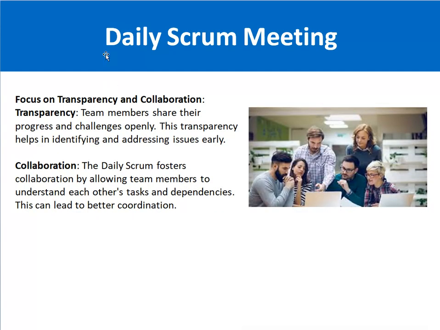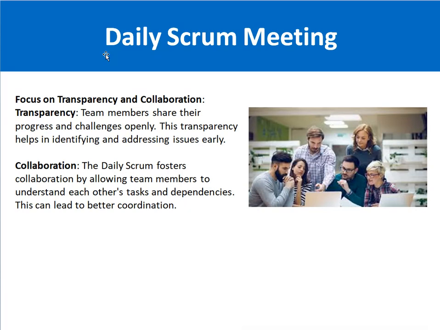Here the daily scrum meeting should be transparent. Transparent means whatever the issues are, progress is, challenges are, they should be openly discussed, identified and addressed properly. And another objective is that the issues should be addressed at a very early stage. So transparency is very important. For example, if you are not on track, you should mention that you are not progressing, you are not going as per the required pace or required timeline.